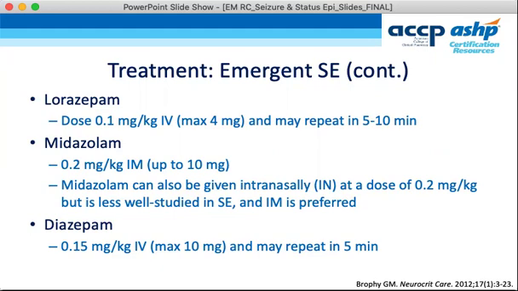Midazolam can also be given intranasally. This is done a little bit more in the pediatric setting, and this is given at a dose of 0.2 mg per kg, but it's less well studied in status. So if we have the option between the two, intramuscular would be the preferred route of administration. Another option for adults is diazepam, dosed at 0.15 mg per kg intravenously, and you can repeat this in 5 minutes. In my practice, I'm reaching for typically either lorazepam or midazolam, depending on my access.